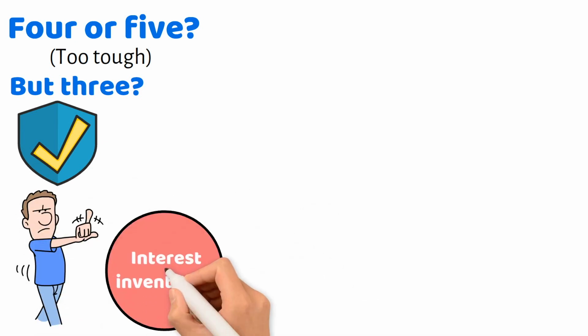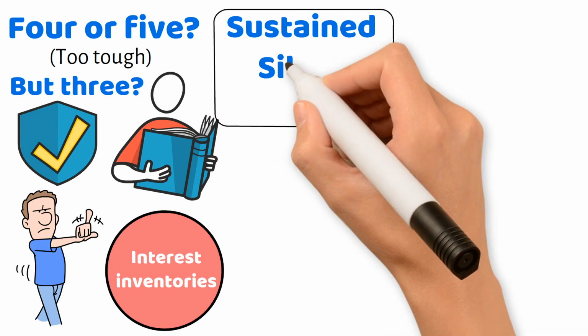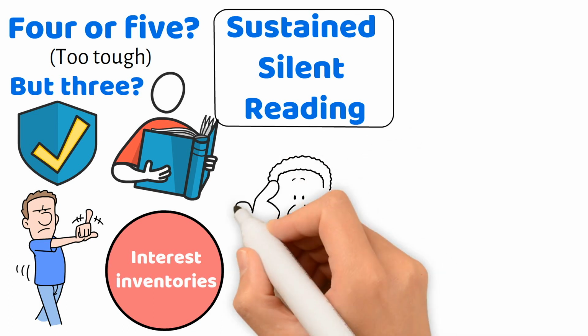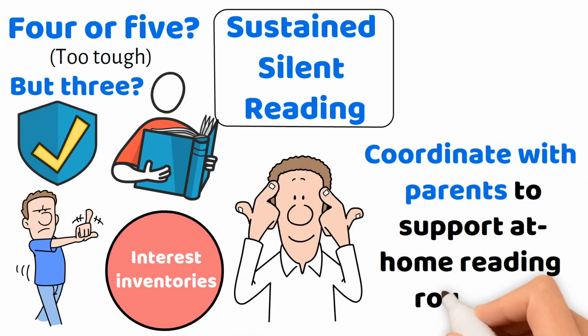And don't overlook the power of student interests. Use interest inventories to stock your library with topics they love. Structured reading times like sustained silent reading are essential to nurture a habit of reading. And remember, reading doesn't stop at the classroom door. Coordinate with parents to support at-home reading routines.